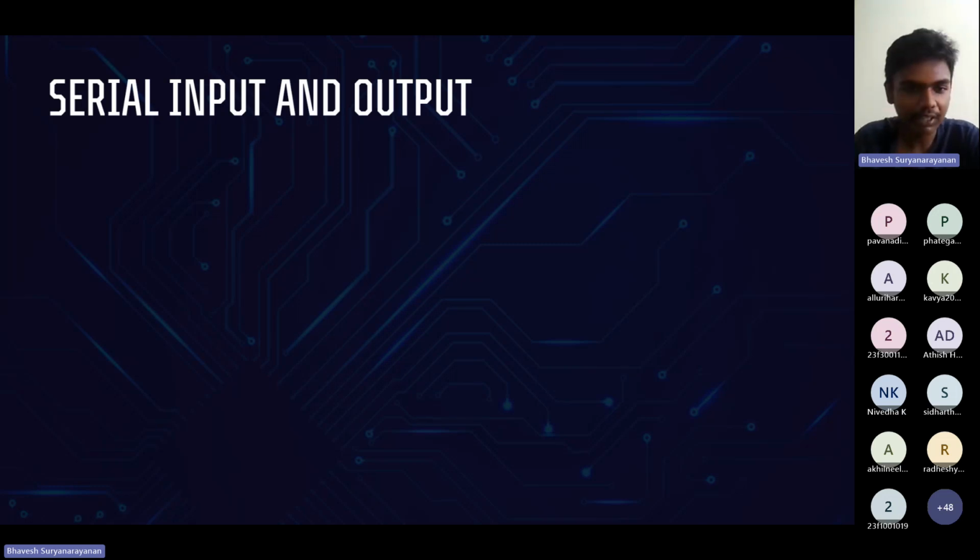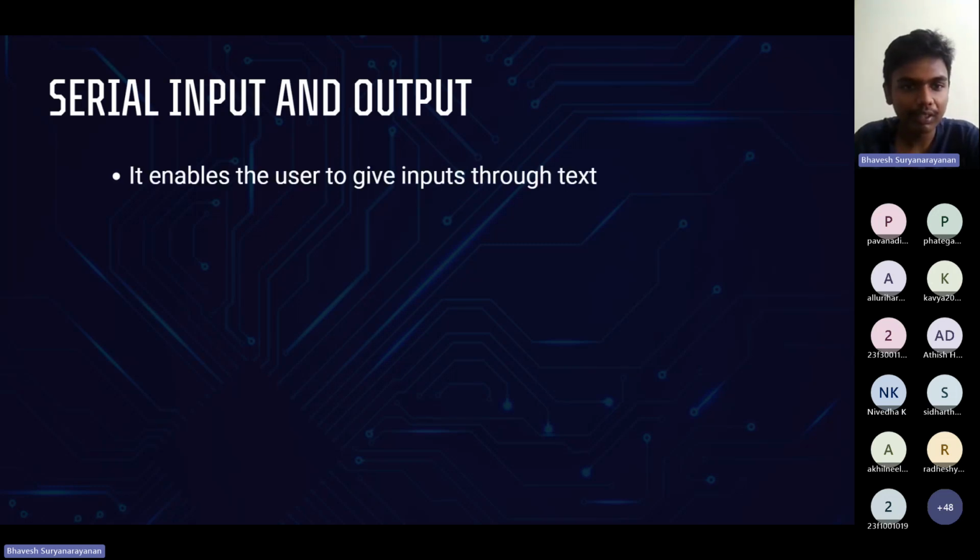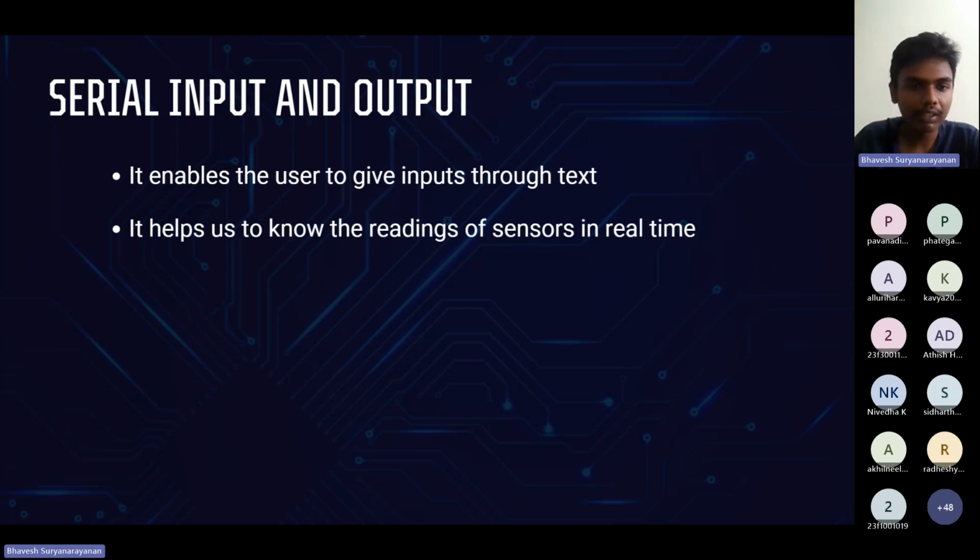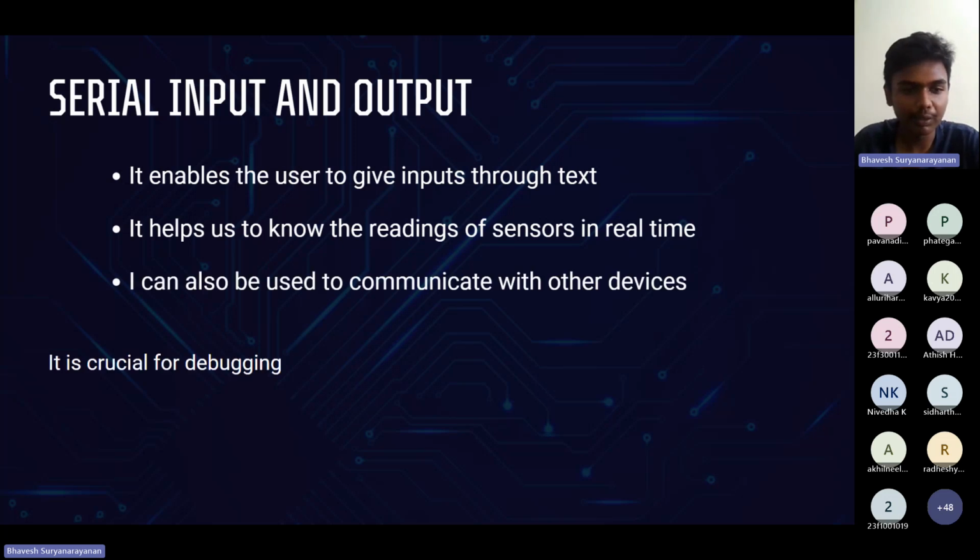The straightforward thing is we can use it to display stuff. And apart from that, you can actually give input as well, which we didn't do in the last session. You can give input through the serial monitor, and you can use it to display sensor readings and other stuff that you want, which becomes very important for debugging. If your device does not work and you are not able to find where the mistake is, the serial monitor will come in very handy.